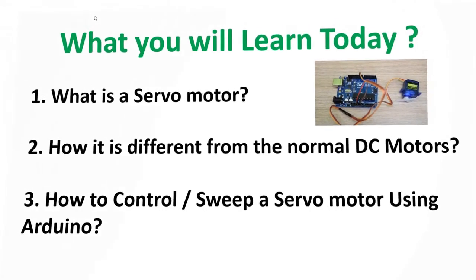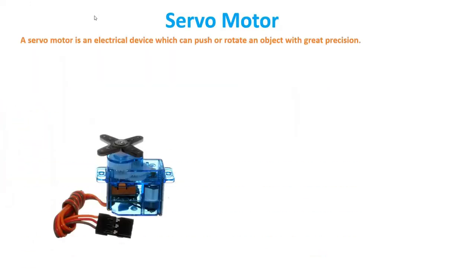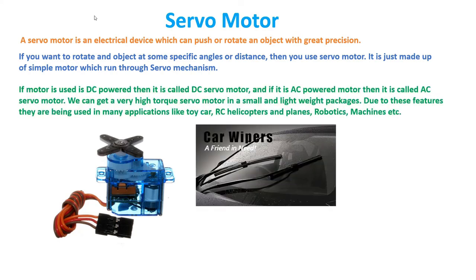So let's get started. As far as the servo motor is concerned, it's an electrical device which can push or rotate an object with great precision. If you want to rotate an object at some specific angles or distance, then we use a servo motor. It's just made up of a simple motor which runs through a servo mechanism.